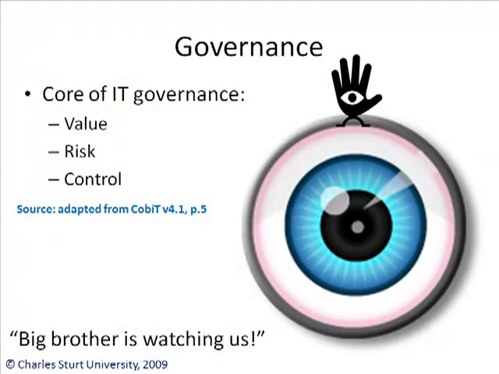So many frameworks and so many standards. So what does Control Objectives for Information and Related Technology, COBIT, say about governance? Well, COBIT says the core of IT governance consists of value, risk and control. We want to maximize value that comes from IT. We want to minimize negative risk and we want to control our processes, procedures and activities.